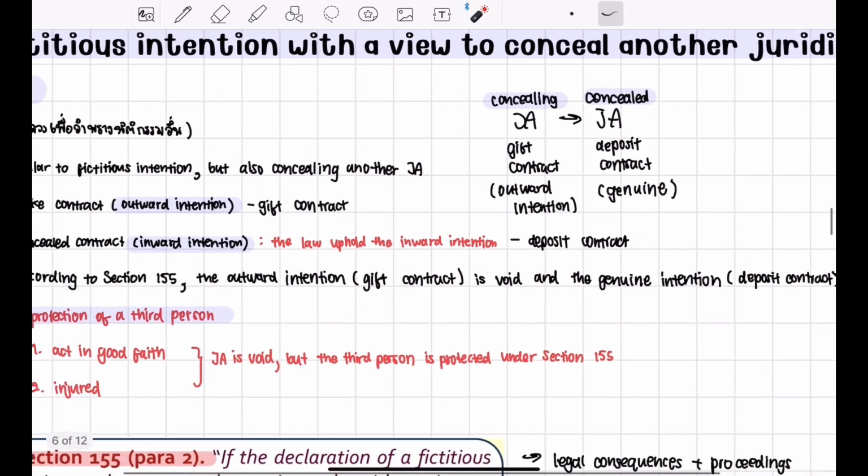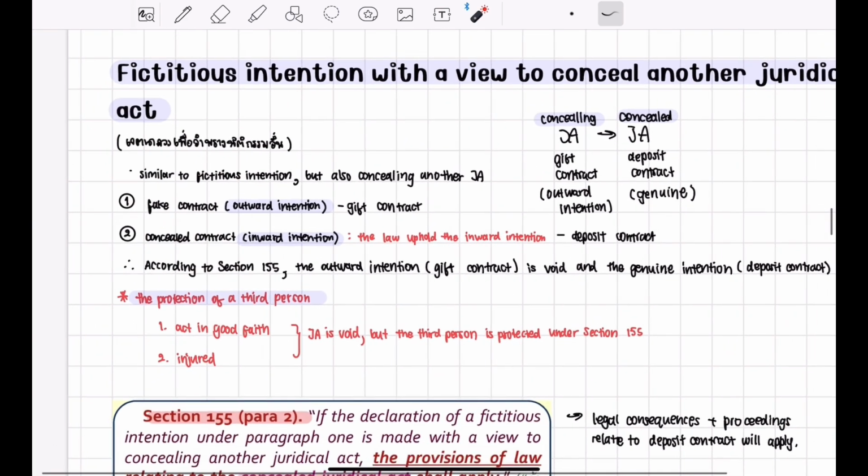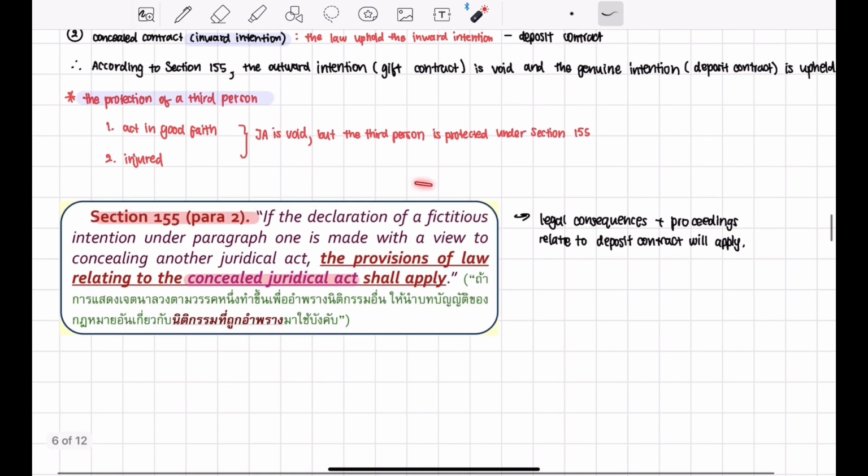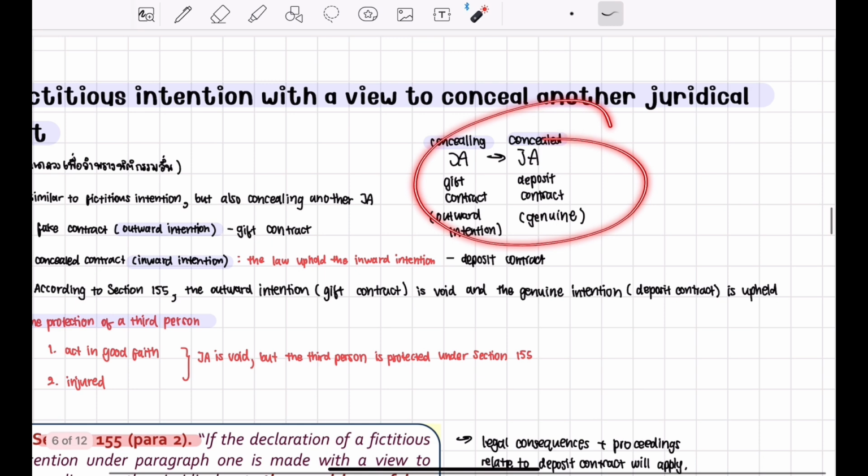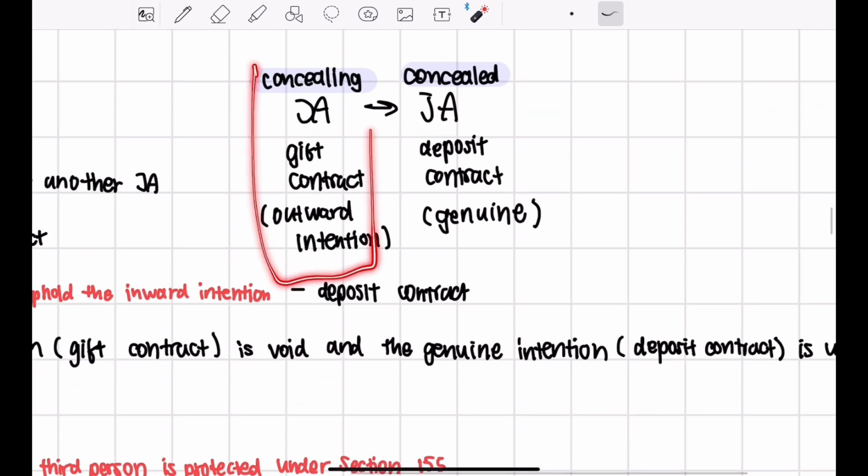Yes. So it's kind of similar to the previous topic, but we have a little bit of an addition here. In section 155, paragraph 2, it is said that if the declaration of a fictitious intention under paragraph 1 is made with a view to concealing another juridical act, the provisions of law relating to the concealed juridical act shall apply. So in this case, this one is a gift contract and it is void, but this one is upheld. So this one conceals this one.